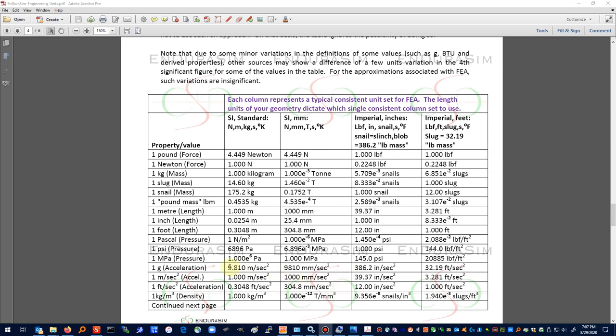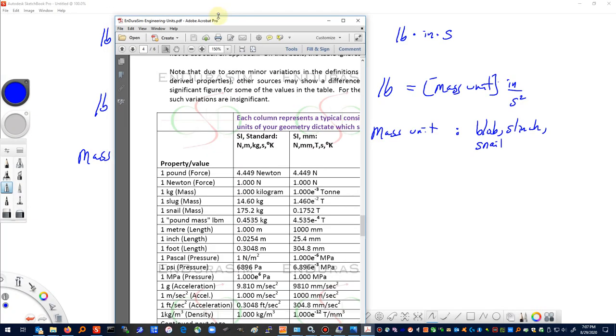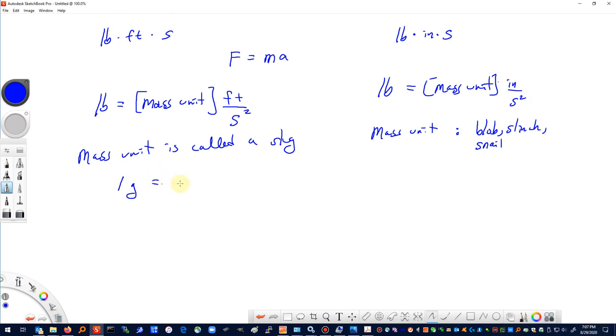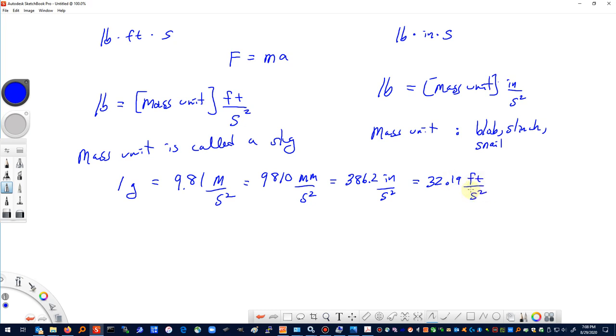And in fact, this table has what a G is: 9.81 meters per second squared, 9,810 millimeters per second squared (I think I said that wrong a second ago), 32.2 feet per second squared, or 386.2 inches per second squared. Make sure I get the right number: 386.2 inches per second squared and 32.2 feet per second squared, or if we want to call it 32.19, we can. Okay, so that's the conversion that we have.